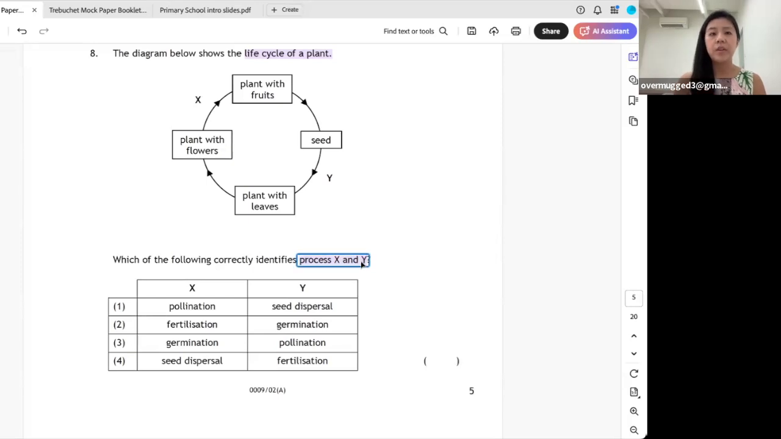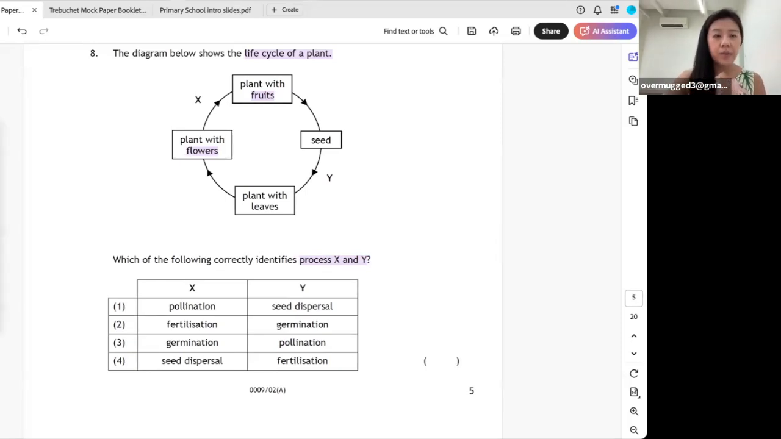So in reproduction in plants, you learn 4 big processes: pollination, fertilization, seed dispersal, and germination. You need to know what these processes are, okay? What's the definition of these processes, so you know exactly what's happening, okay? Now, for process X, it's in between the part where the plant has flowers to the part where plants have fruits, okay? So for fruits to have formed, the seeds are still inside the fruits. The seeds have not been dispersed or anything yet, okay?